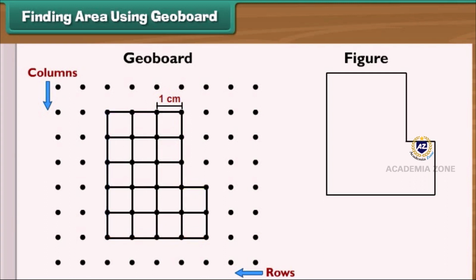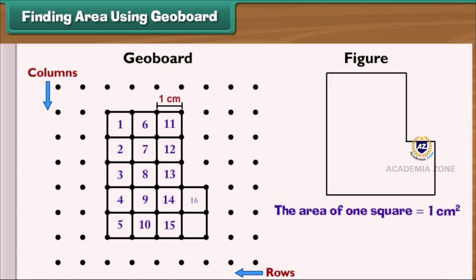It is now time to count all the square blocks. The area of each square block is 1 centimeter square. The area of the complete figure is equal to the number of square blocks multiplied by the area of one square block. That is, 17 into 1 is equal to 17 centimeters square.